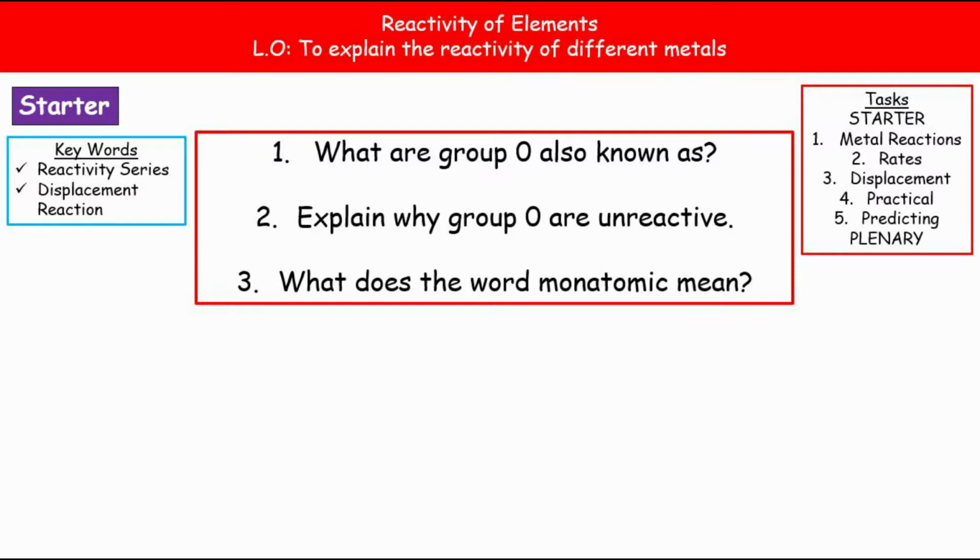What we're going to be doing in today's lesson is having a look at the reactivity of elements. So hopefully by the end of our lesson today you're going to be able to explain the reactivity of different metals and also predict which ones would react with the others. First thing to do though are the three questions we've got based around our previous lesson. So answer those three in your book.